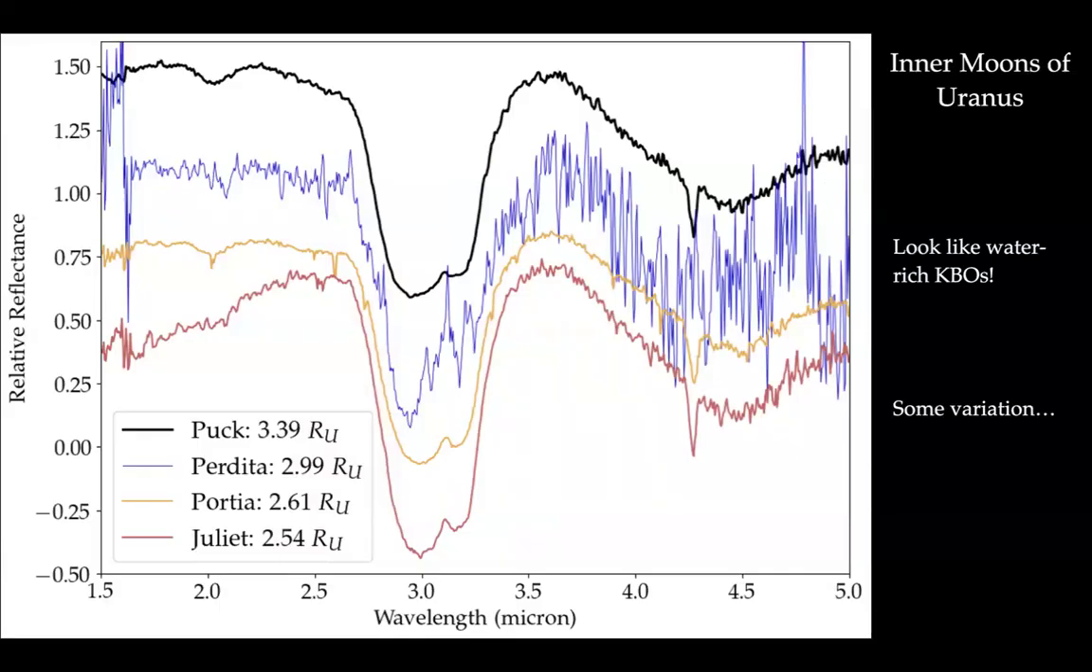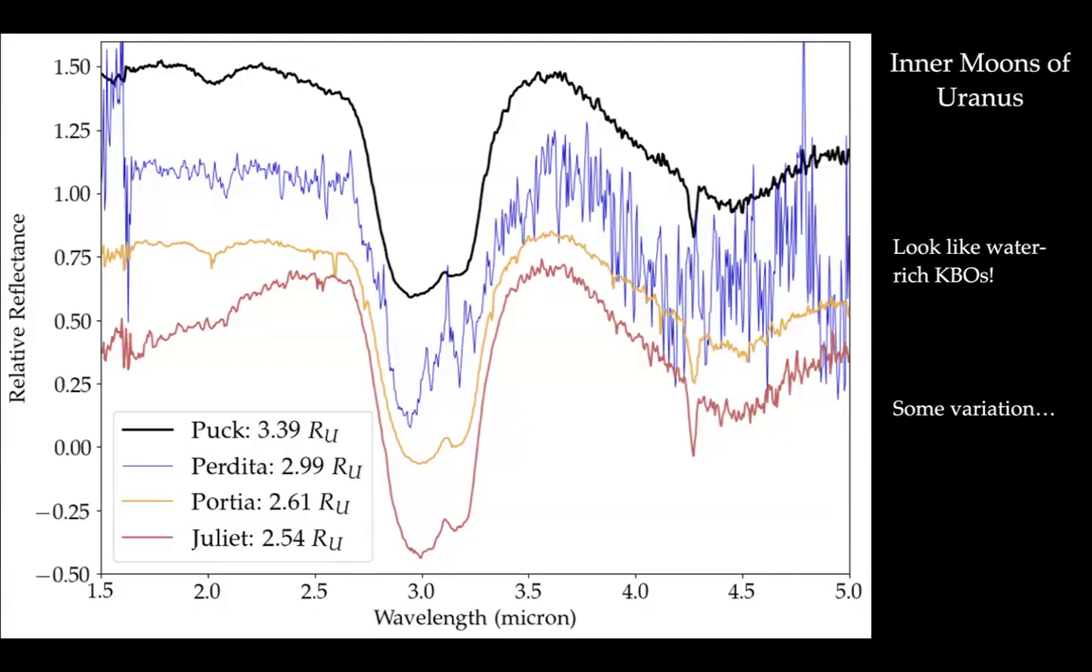And what's fascinating is, to first order, Perdita's very noisy, but they all look pretty much the same. They all look like these water-rich KBOs, which is what we expected, our expectations confirmed. They have the 2 micron feature, well, Puck and Portia more so than, say, Juliet. They have this big 3 micron absorption.